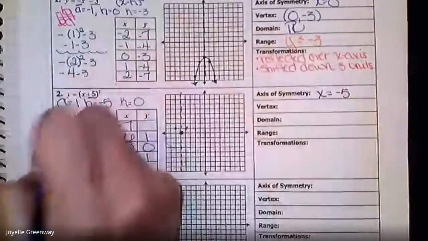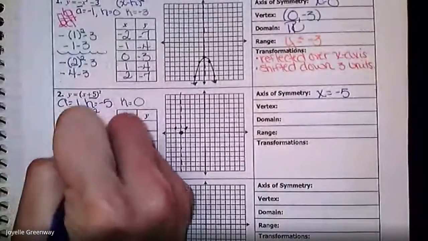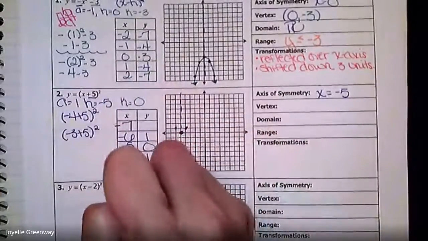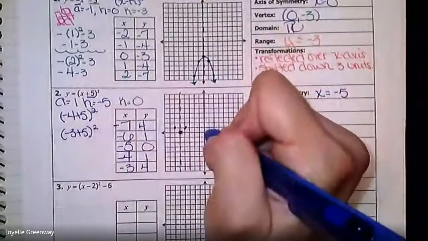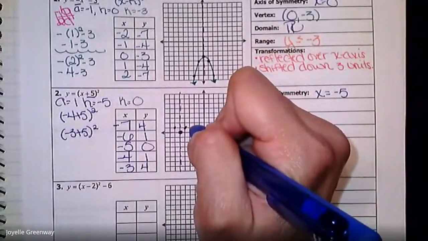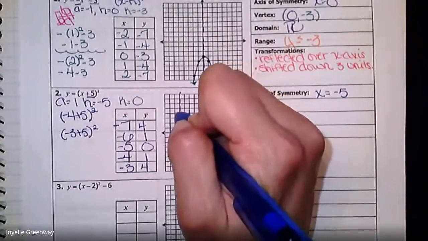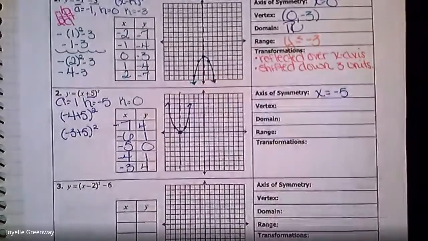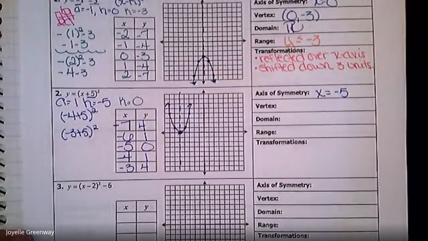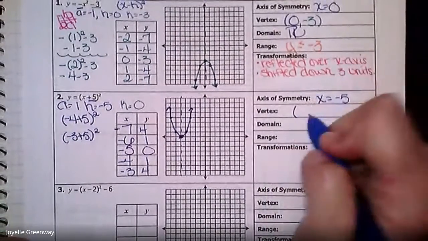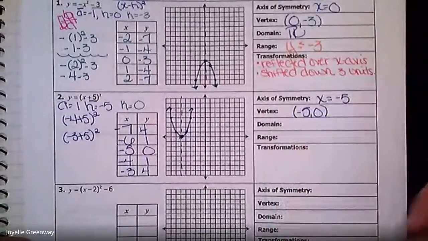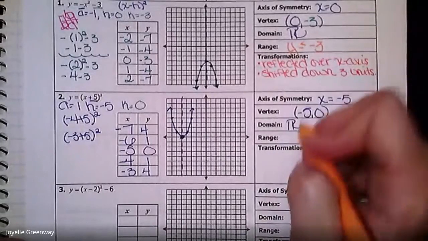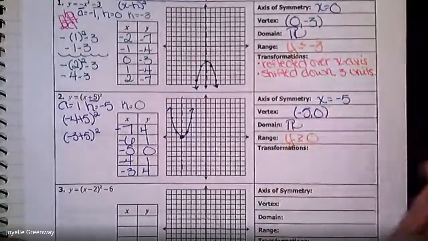And then at -3, -3 plus 5 quantity squared. -3 plus 5 is +2. 2 squared is 4. So at -3, I go 1, 2, 3, 4, and that's reflected to here. And here's your parabola. All right, so our vertex was at -5, 0. Our domain is all real numbers. The range is y is greater than or equal to 0.